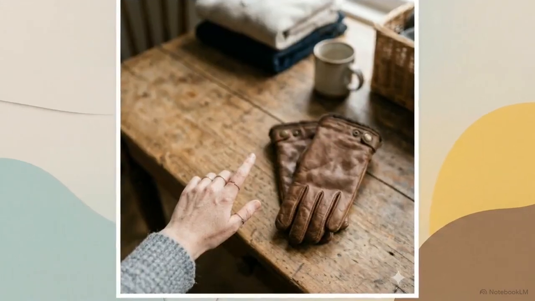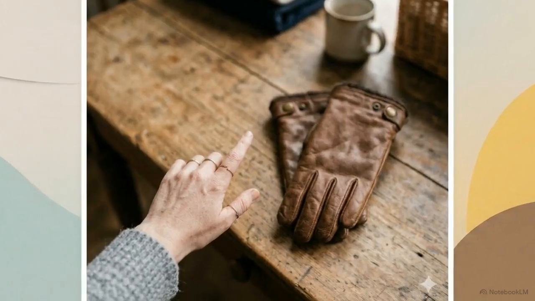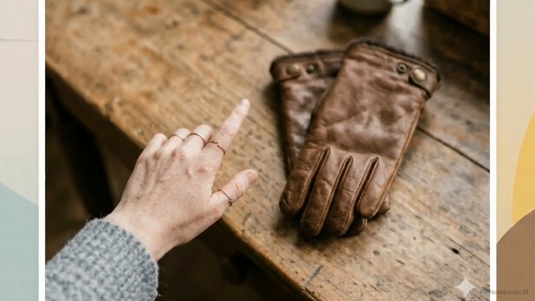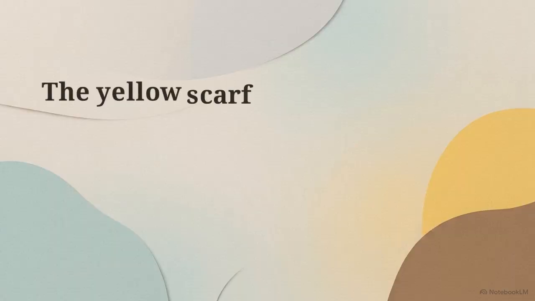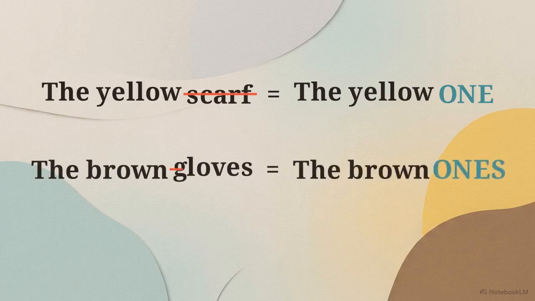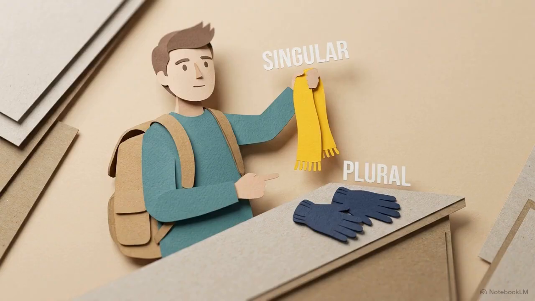The rules are similar for plural objects. If you are holding multiple items, like a pair of gloves, use these. If the gloves are across the room on a table, use those. To avoid repeating the noun, use the substitute pronouns one for singular items and ones for plurals. You can simply say, I like the yellow one, or I want the brown ones. Combining these demonstratives and pronouns allows you to identify specific items without sounding repetitive.